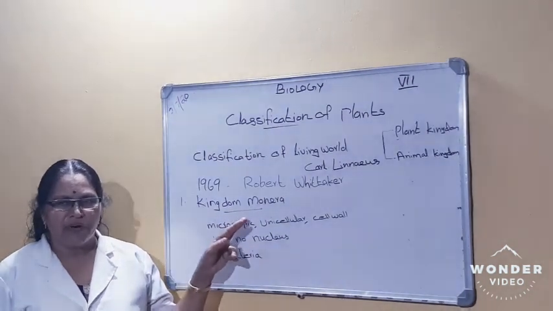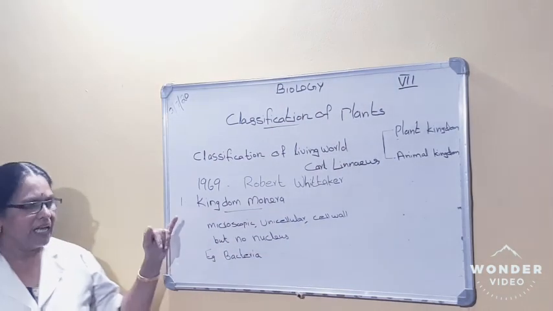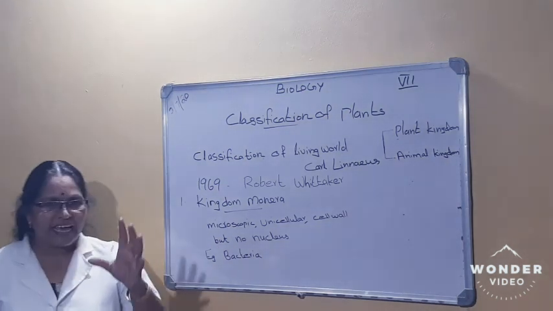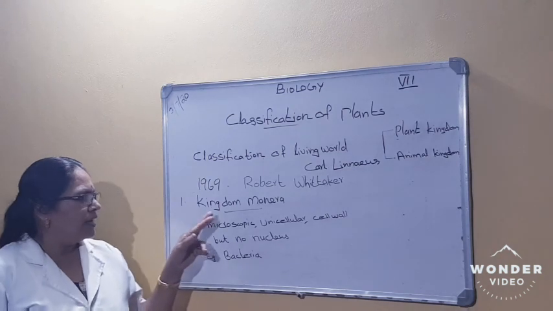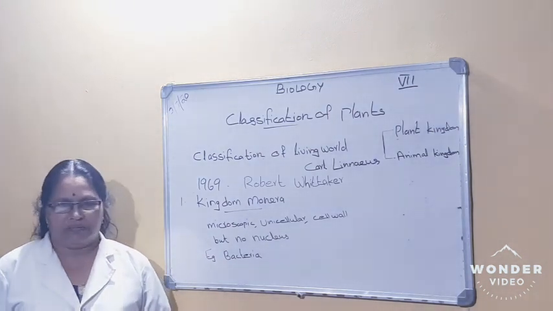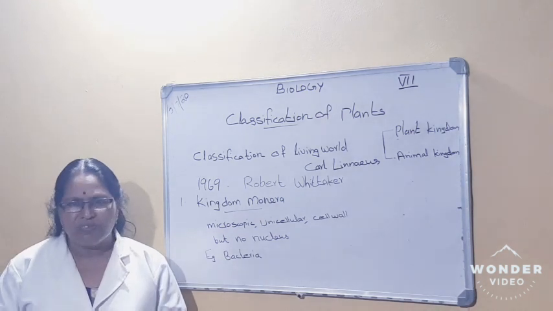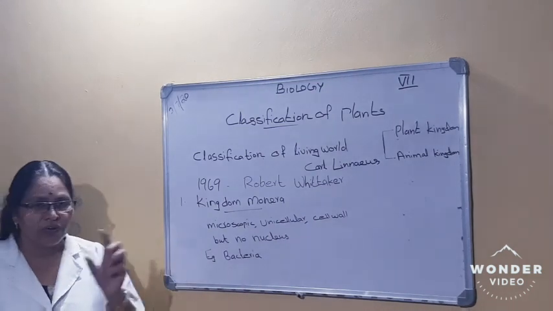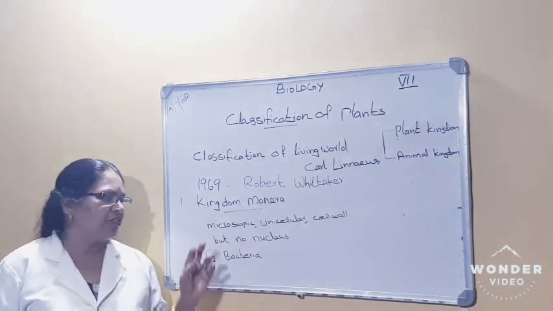The first kingdom is Monera. According to Robert Whittaker's 5 kingdom classification, the first kingdom is Monera. What are the characteristics of organisms that come under this group? All the organisms in this kingdom are microscopic. What do you mean by microscopic? The organisms which can be seen only with the help of a microscope. So they are tiny organisms that can be seen only with the help of a microscope.